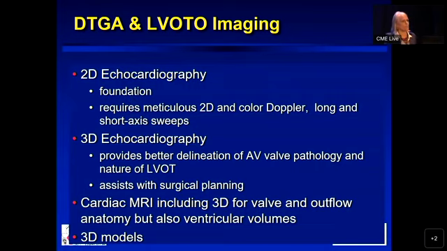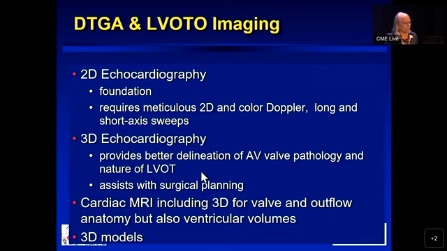You start there. If you don't see anything obvious, or it's more just posterior malalignment and valvar lesion, we don't move on to higher levels of echo. But when we get into more complex lesions, we certainly are using more and more 3D echo. But you want to do meticulous 2D and color Doppler long and short axis sweeps. With 3D echo, again, we're looking at more complex AV valve anatomy and more complex left ventricular outflow lesions to get a better sense for what can be done.